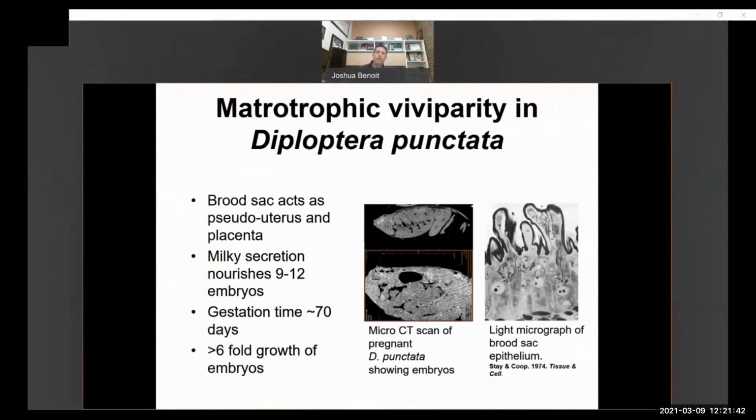So next I wanted to move into my own studies in this. And so I moved into looking at matrotrophic viviparity in the beetle mimic cockroach Diploptera punctata. They have a brood sac that serves as a pseudo uterus and placenta. And then they have a gestation time that's much longer than Glossina. Glossina, it's only about 10 days. In Diploptera, it's about 70 days. And here's some images of what it looks like.